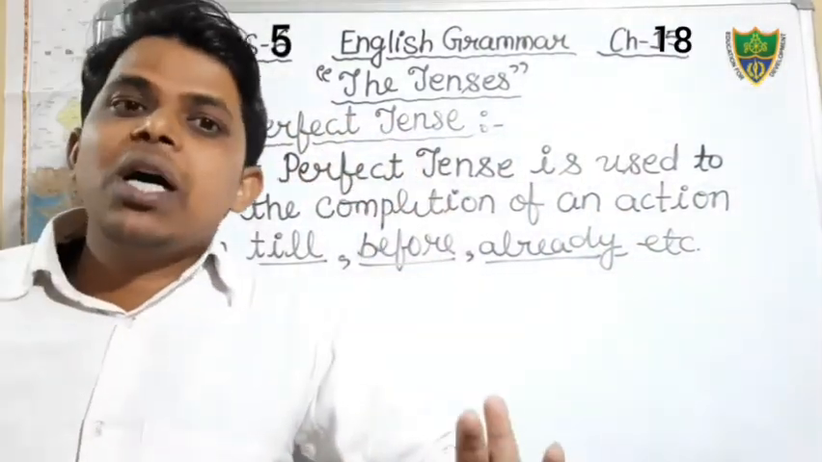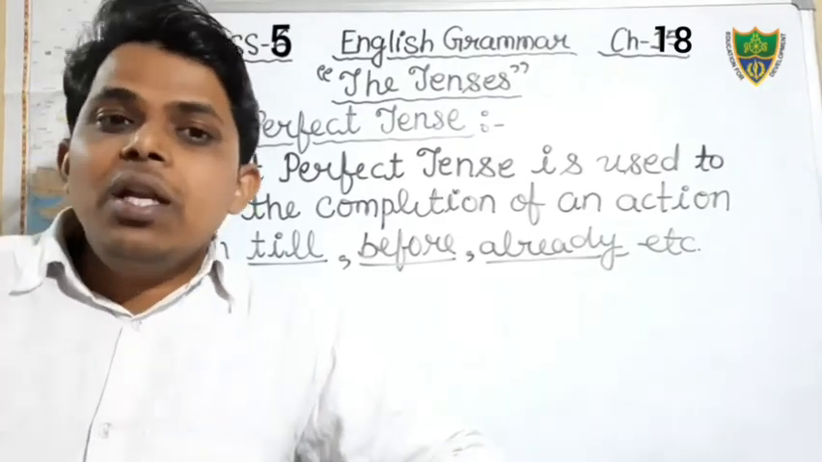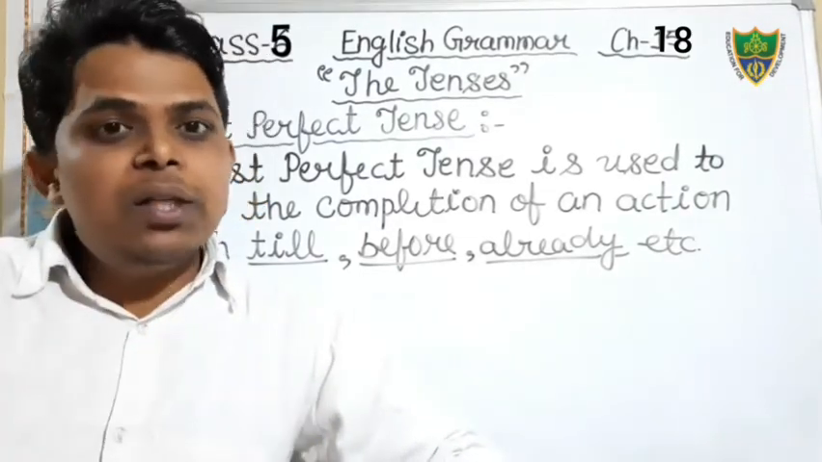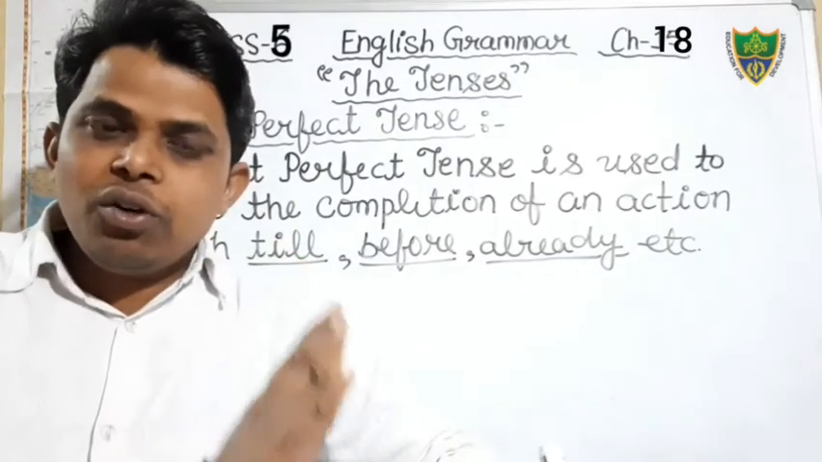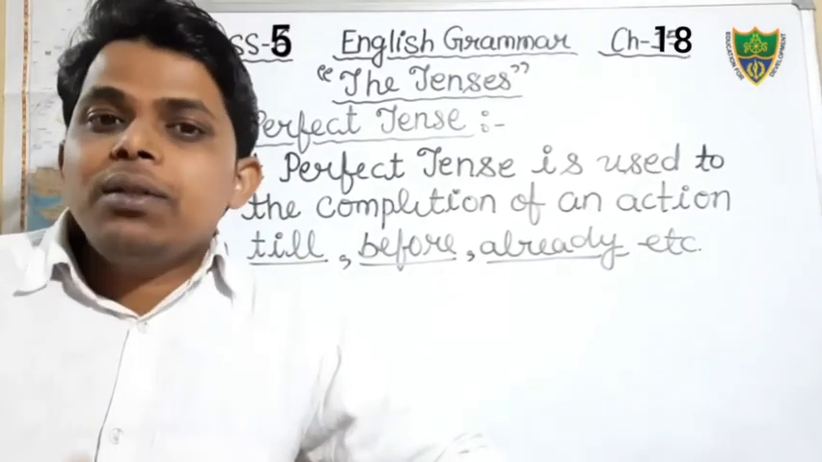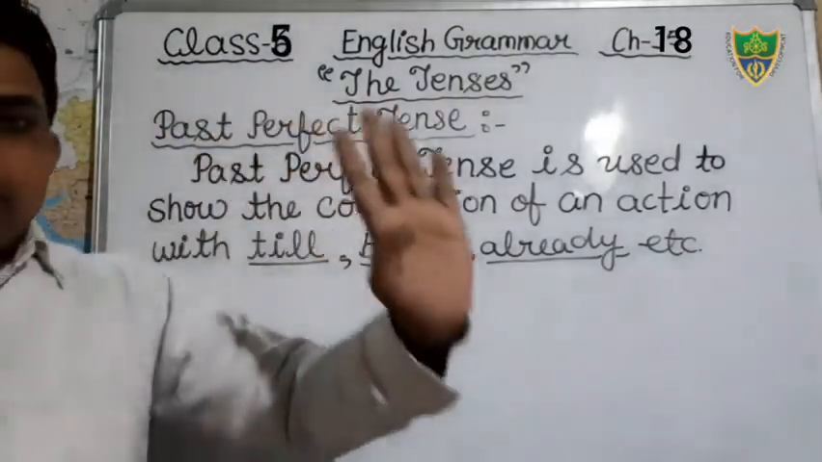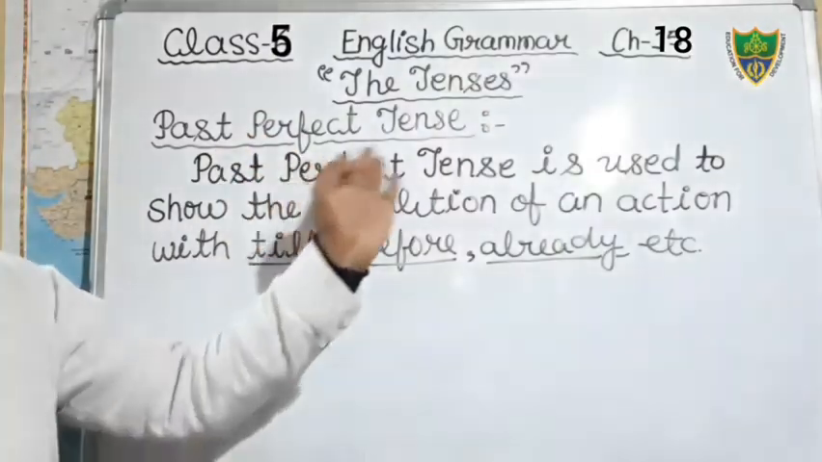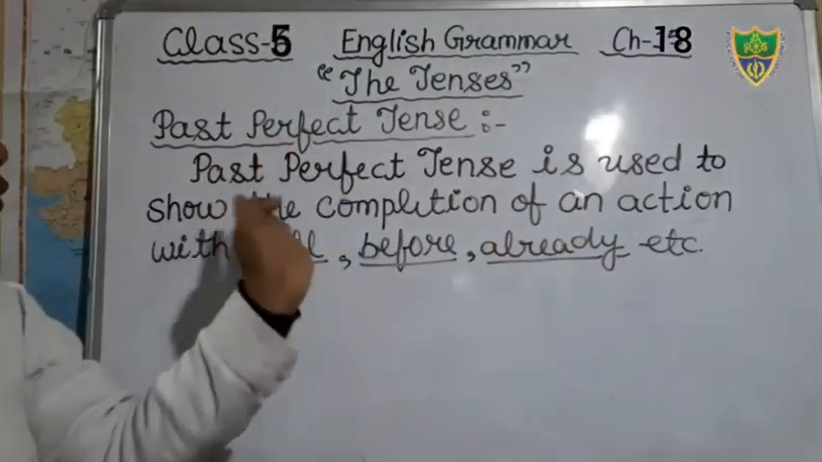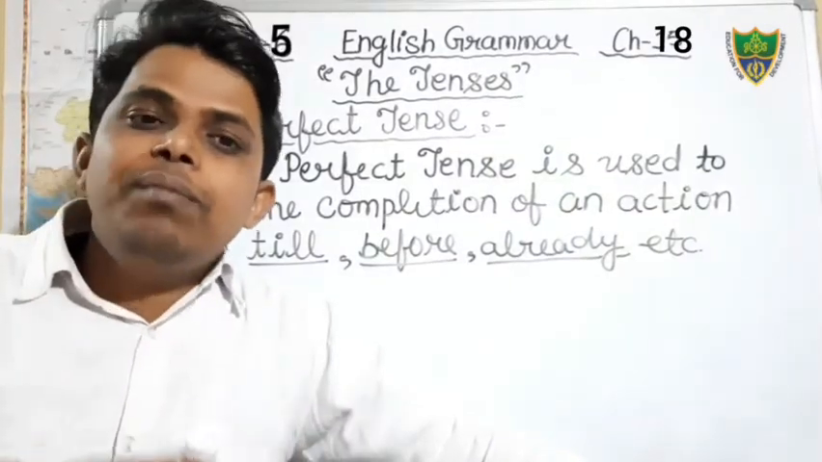It denotes the perfection of an action. It denotes that an action has been completed in the past time. Okay students, so just open your notebook and write down what is meant by past perfect tense. Put the heading past perfect tense. Past perfect tense is used to show the completion of an action.